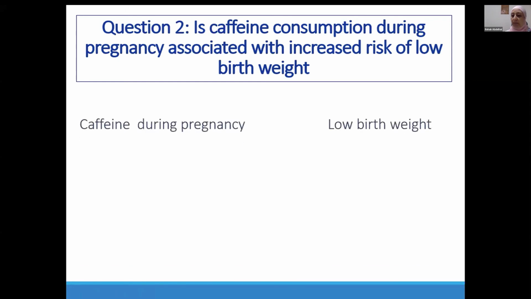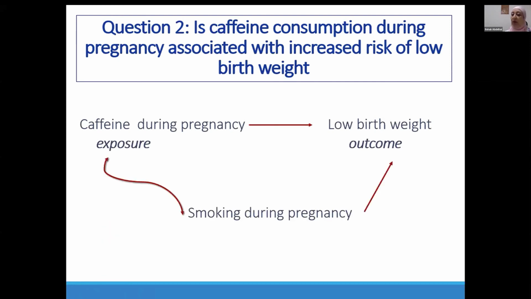So this is my exposure, caffeine consumption during pregnancy, low birth weight is my outcome, and I'm concerned about other possible confounders like smoking, alcohol, nutritional status, hypertension, infection, whatever it is that could happen during pregnancy.